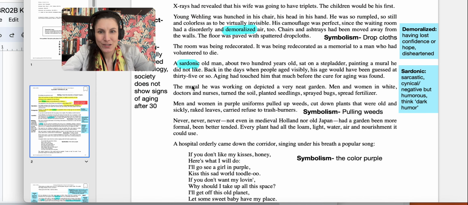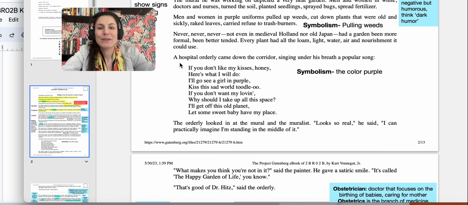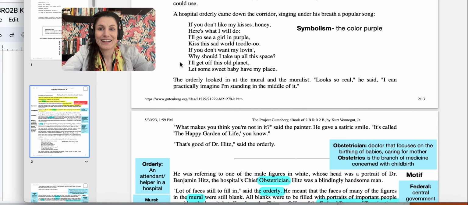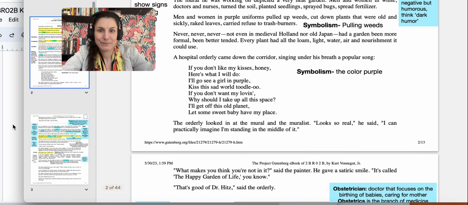And then we also meet our painter, who is painting a mural, which is very symbolic. We'll get to that. And then they sing the song. So here is where your exposition ends. All right, now let's summarize that.